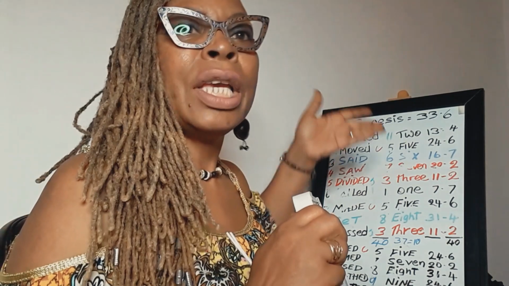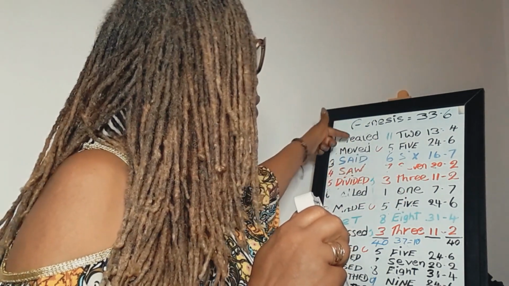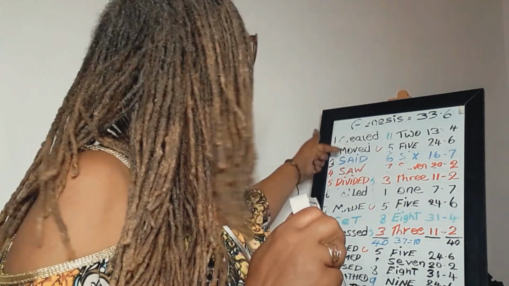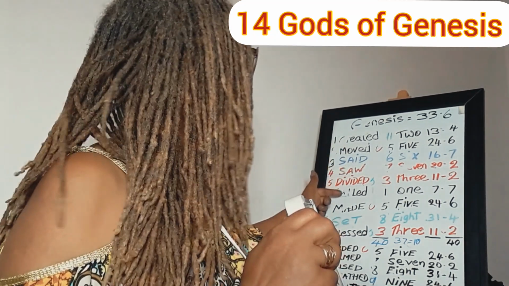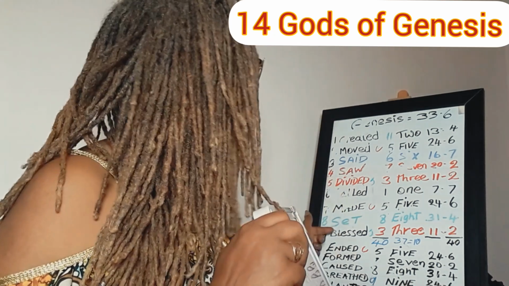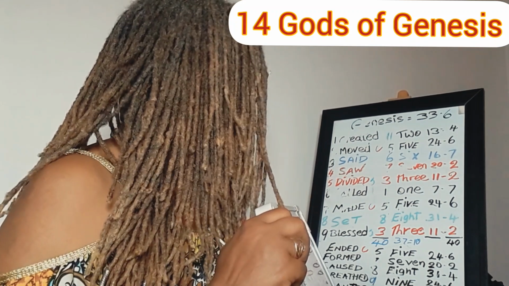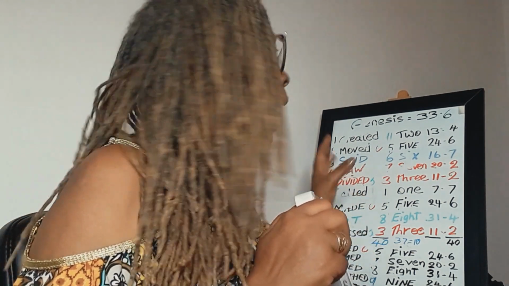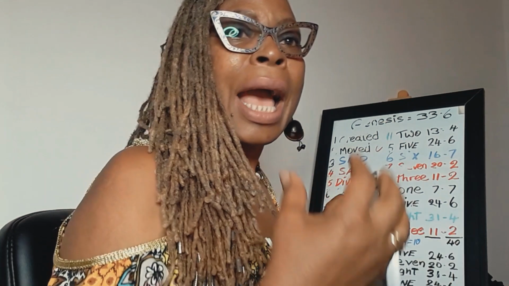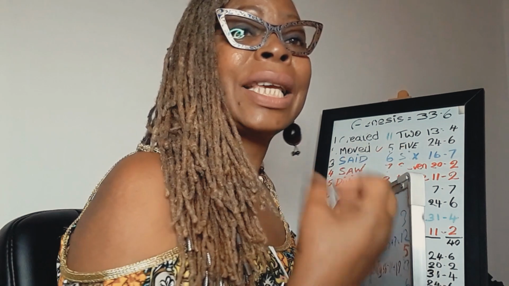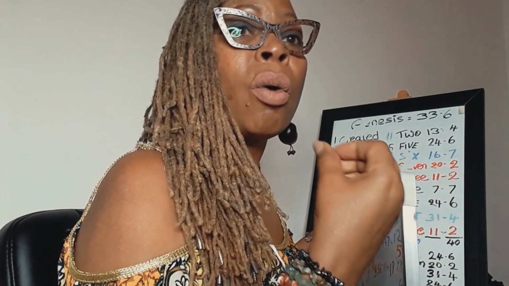We are going to look at Hinduism in relationship to the created God, the moved God, the set God, the saw God, the divided God, the called God, the made God, the set God, the blessed God, the ended God, the formed God, the caused God, the breathed God, and the planted God. And we are going to look at the 14 gods of Genesis chapter 1 and 2, and see which of those gods Hinduism resonates with most, or mostly with.